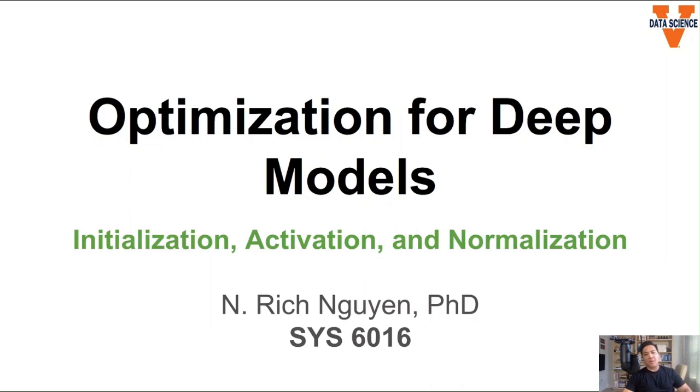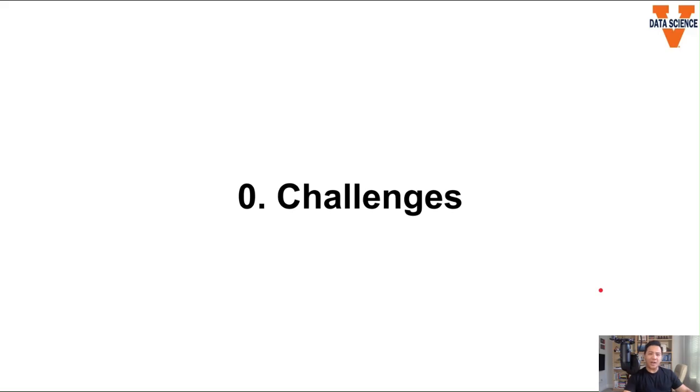In this video, we're talking about some optimization techniques for the parameters of deep neural nets. In particular, we will discuss the initialization, the activation, and normalization of the network parameters. So here we go. First, let's talk about some challenges that happen in optimizing neural nets.